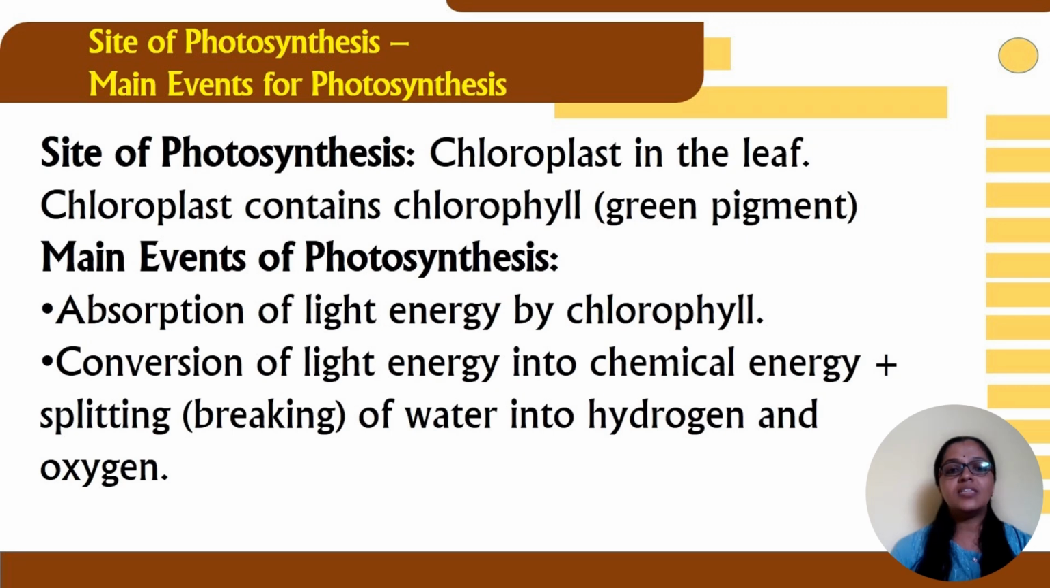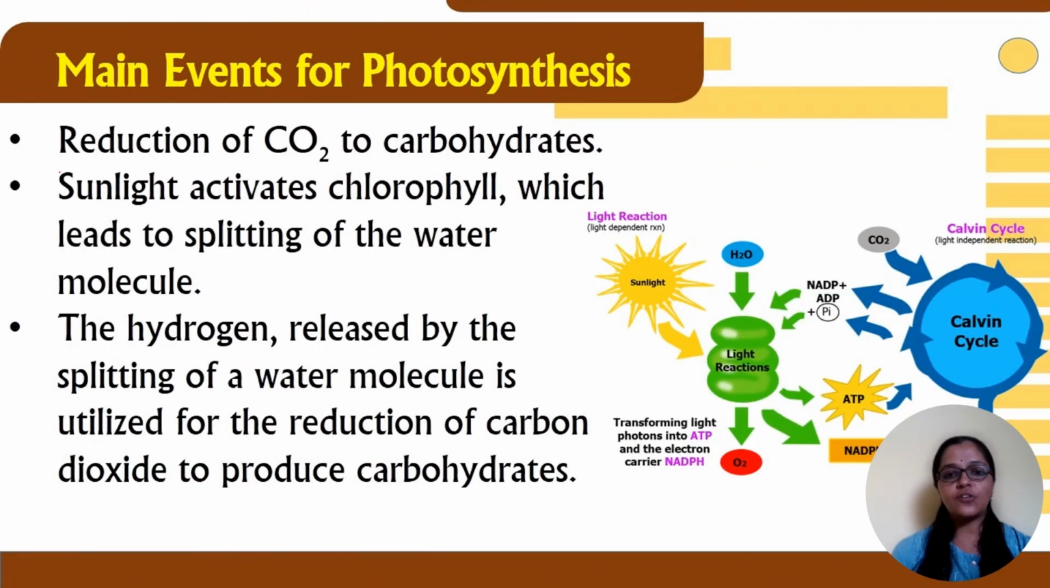Next we have the site of photosynthesis. The site is mentioned separately. You can write chloroplast in the leaf, which contains chlorophyll. The steps are repeated here again: absorption, conversion of light, splitting of water molecule, and finally reduction of carbon dioxide to carbohydrate. So these are the steps involved, or events, of photosynthesis.